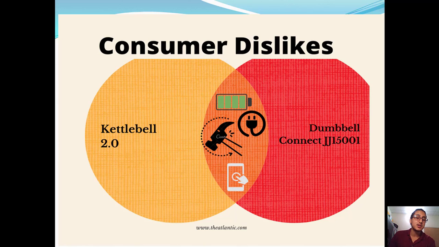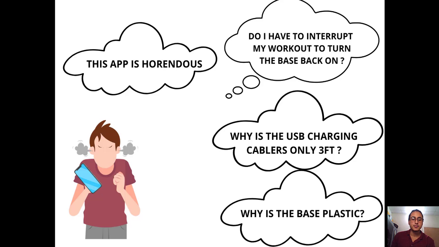You have the durability of the unit concerning the plastic design and the plastic base of the Dumbbell Connect and the Kettlebell Connect, and ultimately the user interface experience. You have here reviews retrieved via the internet. Here are some common consumer concerns. The app is horrendous. They also have a concern about the interruption of their workout to turn the base back on. With those units, apparently there's a sleep mode function that tends to turn on very quickly. It could be very disruptive while you're working out.